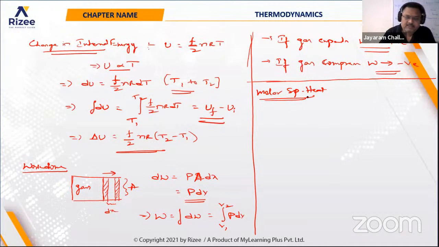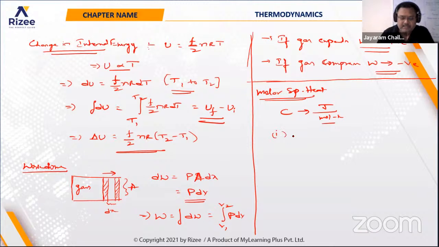So what is this molar specific heat? It is nothing but a C. The units of C can be written as joule per mole Kelvin. Specific heat is nothing but the amount of heat required to raise the temperature by 1 degree centigrade by supplying a unit mole of the gas.